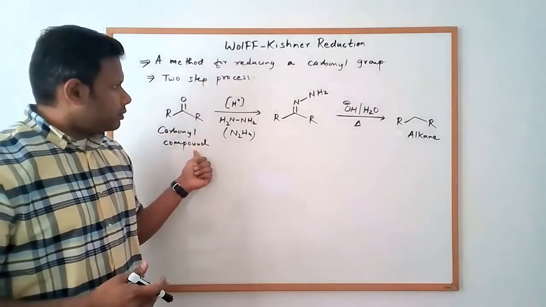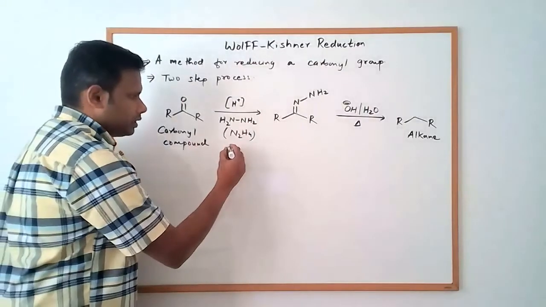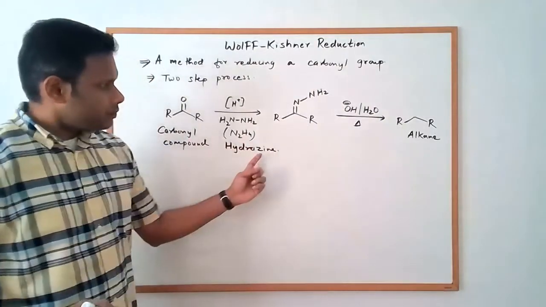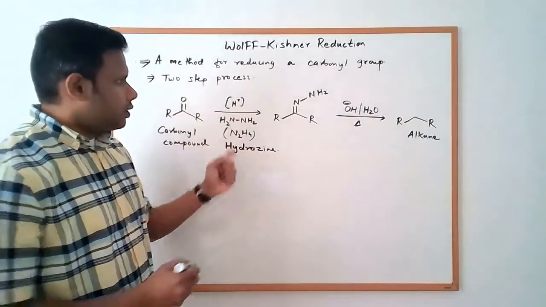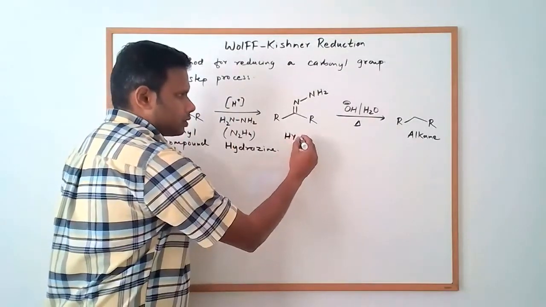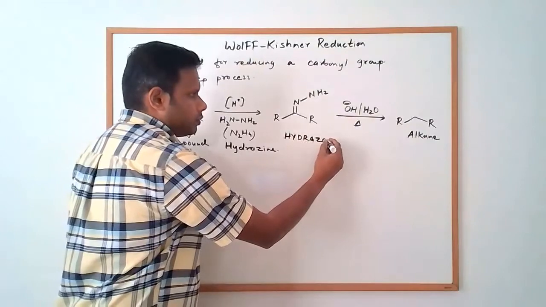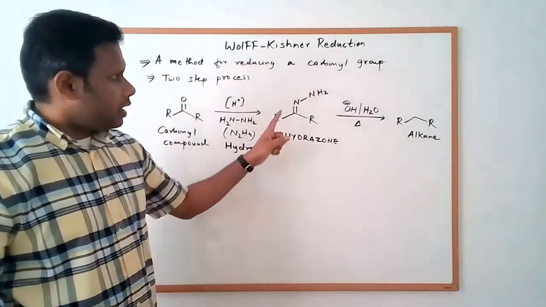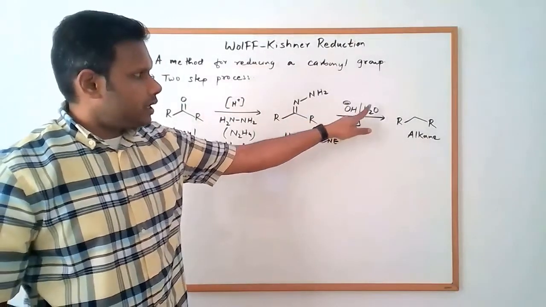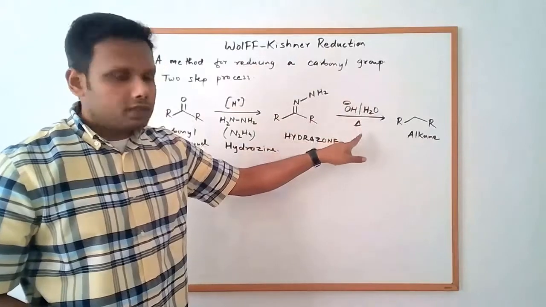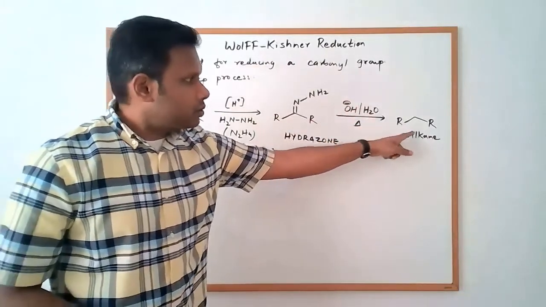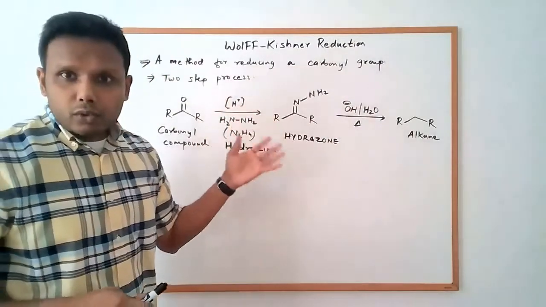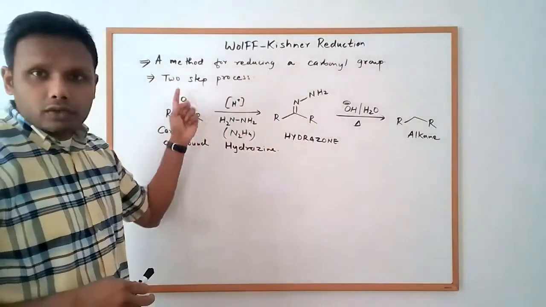Initially, the carbonyl compound is reacted with hydrazine. Okay, this molecule is hydrazine, which converts the carbonyl compound into what's called a hydrazone. So the resulting product is called a hydrazone. And then the hydrazone is reacted with a base under aqueous conditions with heat to give an alkane. So now an alkane, if there are no other functional groups in the molecule. So we're focusing on the carbonyl group here.